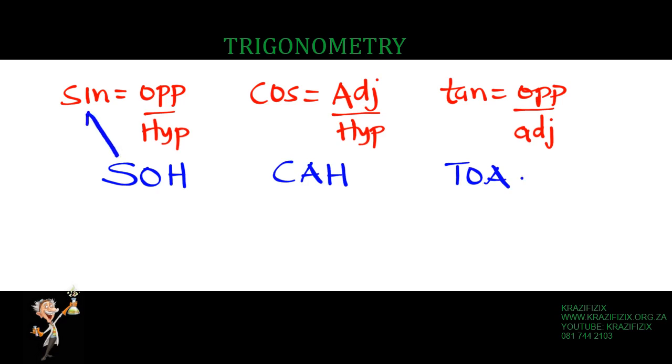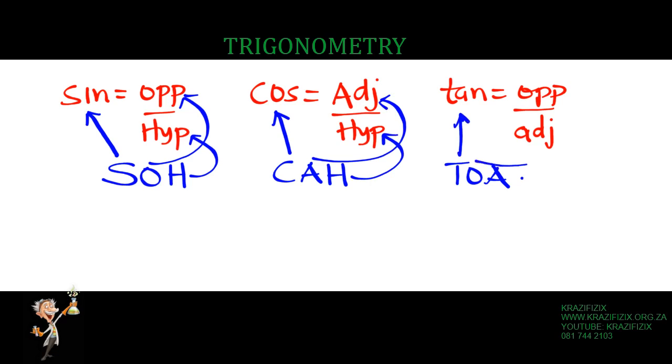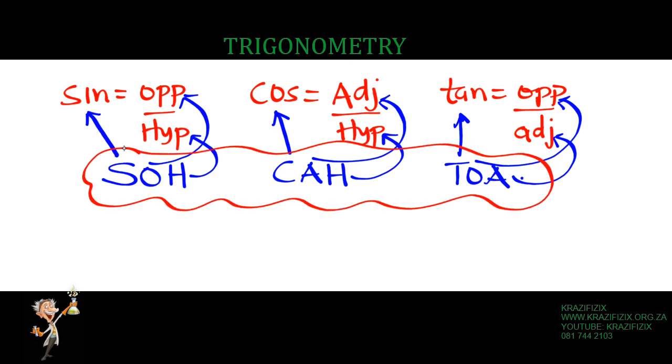Sine is opposite over hypotenuse. Cos is adjacent over hypotenuse. Tan is opposite over adjacent. So we have SOHCAHTOA. This is all you need to remember. That's the trig language, SOHCAHTOA. Let's play around with something very lovely.